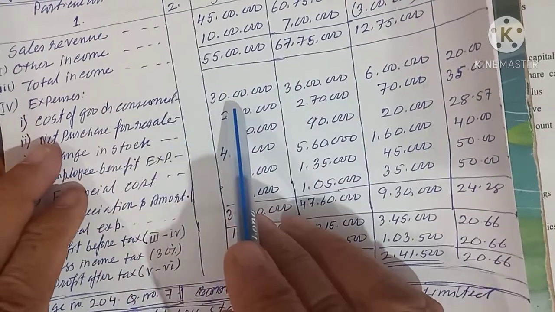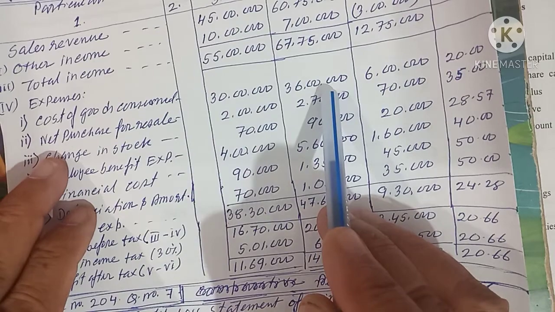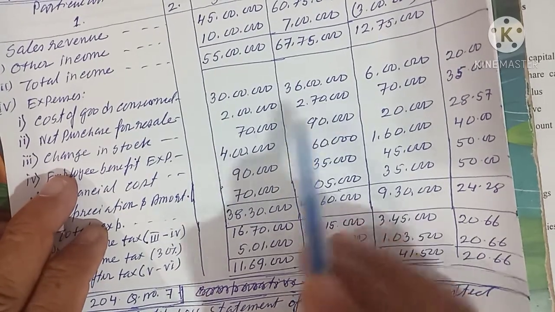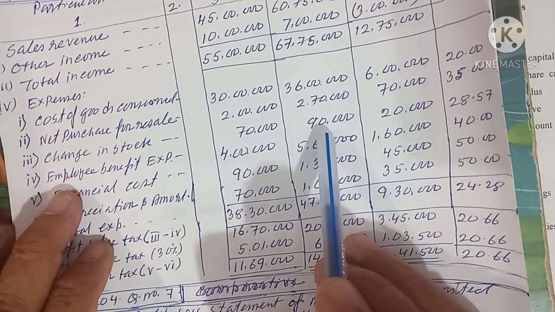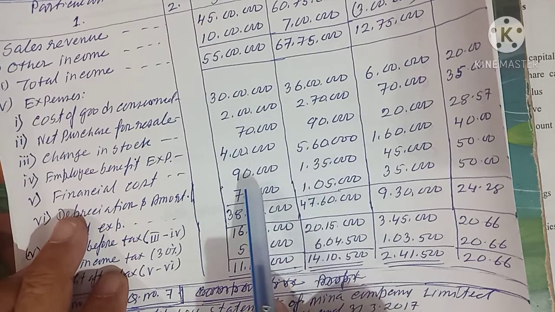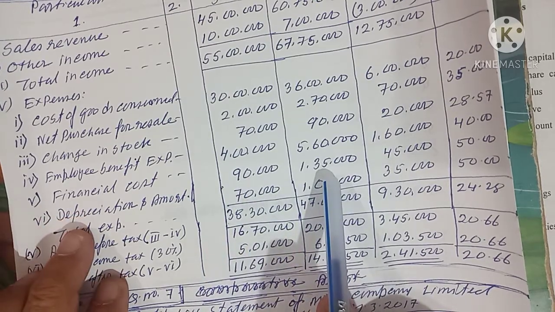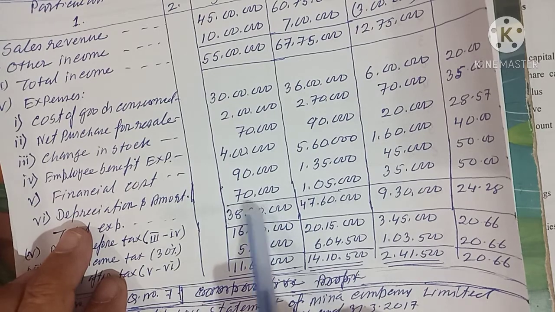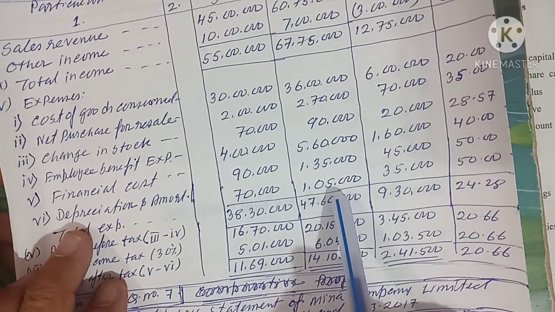Expenses: cost of goods consumed 30, 36. Net purchase for sale 2 lakh, 2 lakh 70,000. Changes in stock 70,000, 90,000. Employee benefit expense 4 lakh, 5 lakh 60,000. Financial cost 90,000, 1 lakh 35,000. Depreciation and amortization 70,000 and 1 lakh 5,000.